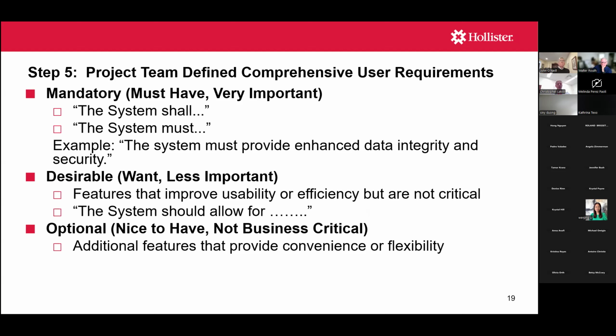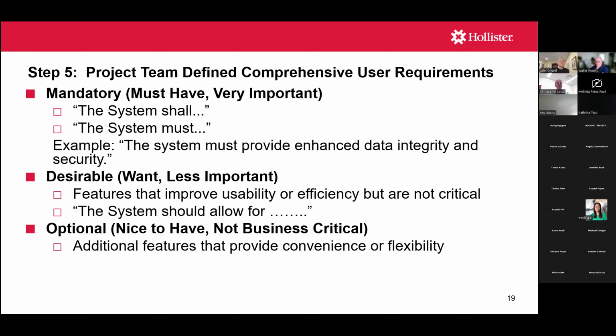Desirable is kind of the next class. So these are things that you want. They're not necessarily showstoppers. So if a particular LIMS system doesn't satisfy a desirable requirement, it may very well not be a showstopper, but it may also help you discriminate between different vendors if one vendor offers more desirable requirements than another one. That may be something to consider. And the way that we expressed these was the system should allow for. That's kind of the verbiage that we used.